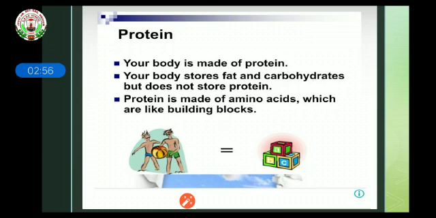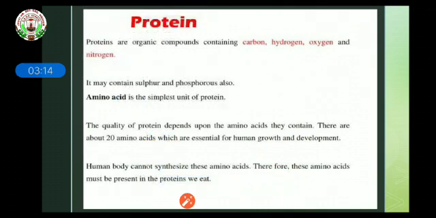This is the most important topic, the amino acids. You must understand properly what amino acids are. These are the smallest unit of proteins, which are like building blocks. You can see here in the picture. Proteins are organic compounds made up of carbon, hydrogen, oxygen and nitrogen. They may also contain sulfur and phosphorus, and they are made up of amino acids.